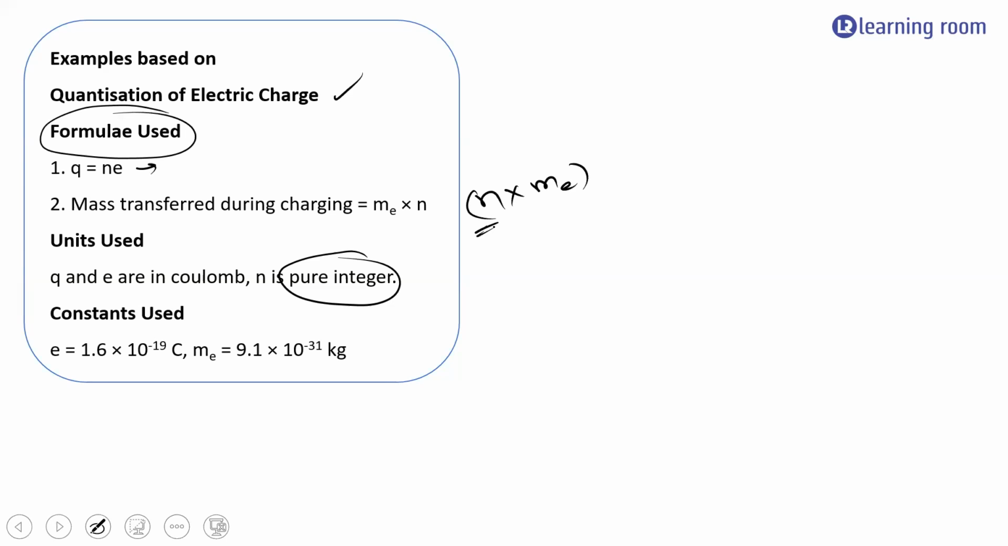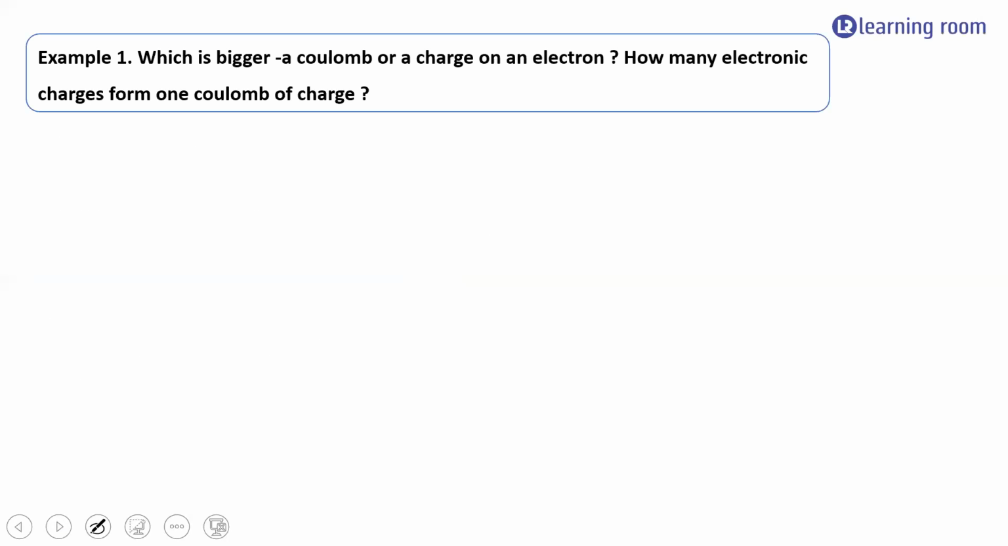Yes, sir. Right. Now, the values of E and Me are known to us. E is the charge of the electron, which is 1.6 into 10 power minus 19 coulomb, and the mass of the electron is 9.1 into 10 power minus 31 kilogram. Right. So let's quickly run through the questions that are based on this concept.